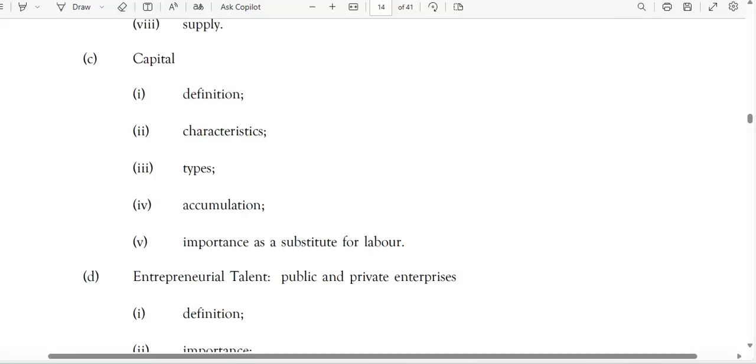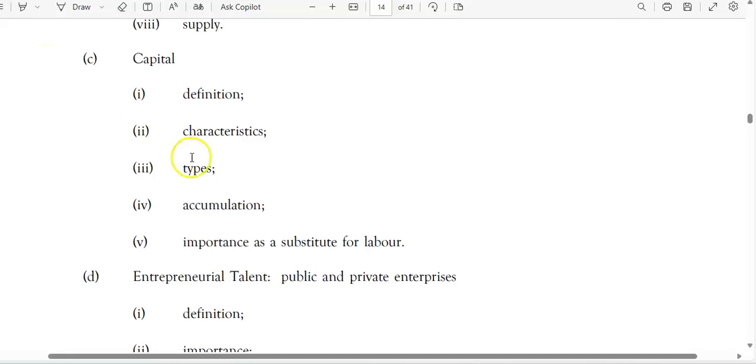It is not directly consumed, but helps in production. It can depreciate, so it can wear out or become outdated over time. So if you have a tractor, after time it can become depreciated. All right. Requires investment, so capital must be created through savings and investment. Machines, tools, and funds can be transferred between businesses or industry.